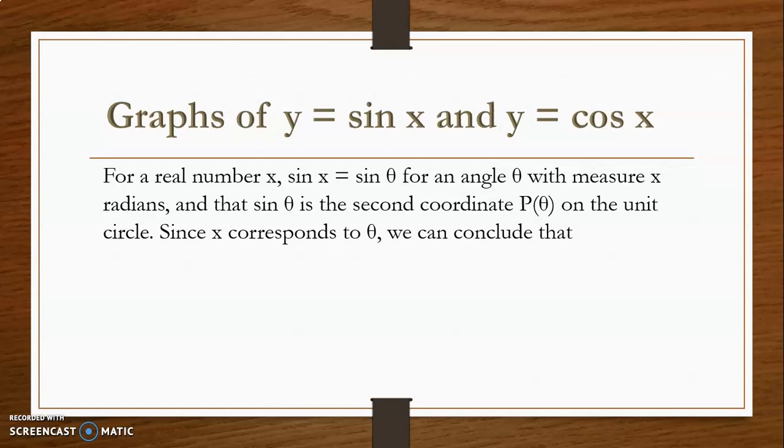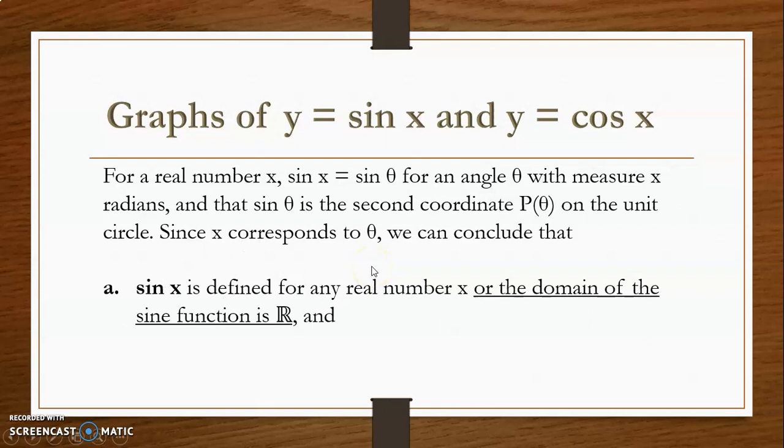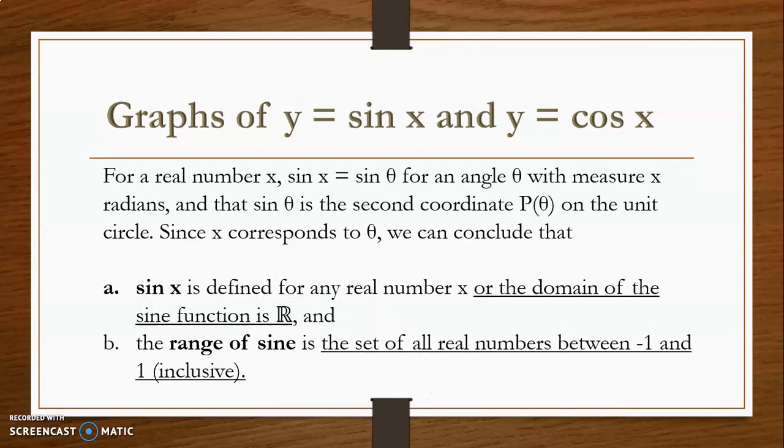Since x corresponds to theta, we can say that sine x is defined for any real number x. Or, in other words, the domain of the sine function is the real numbers. And take note that these real numbers refer to the angles in radian form. Also, the range of sine is the set of all numbers between -1 and 1 inclusive, meaning 1 and -1 are included. In the same manner, these definitions also apply to cosine x.